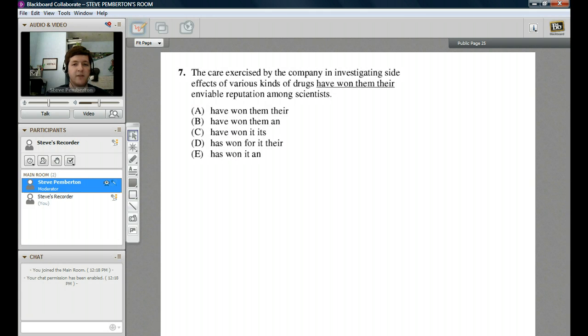Okay. And let's look at the last one here. The care exercised by the company in investigating side effects of various kinds of drugs have won them their enviable reputation among scientists. Well, let's ignore those prepositional phrases. Let's cross off the by the company in investigating side effects of various kinds of drugs. Takes away a lot. So the care exercised have won them? No, the care is a single thing. They're taking one action, the care. So the word have, which is plural, shouldn't be used. So goodbye ABC.